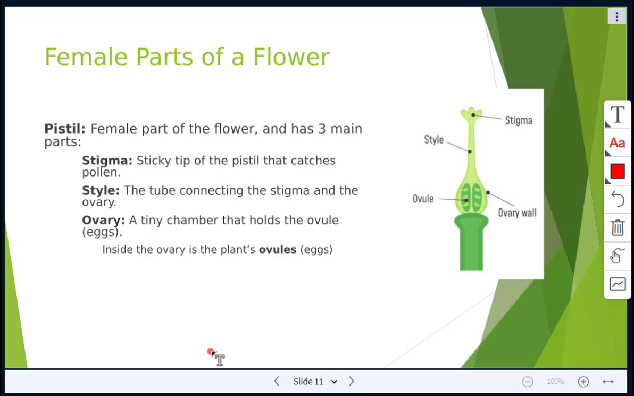All right, the female parts of a flower, looking at it a little bit more close up. The whole structure is called the pistil. It's got three main parts. The top part is called the stigma. That's the sticky tip of the pistil that allows it to catch the pollen. Then we have the style. It's just like a tube-like structure. It connects the stigma and the ovary. And then lastly is the ovary here. It's the swollen base, and it holds the ovules, which are the eggs inside. All right, so inside the ovary are the plant's ovules, which are the eggs.